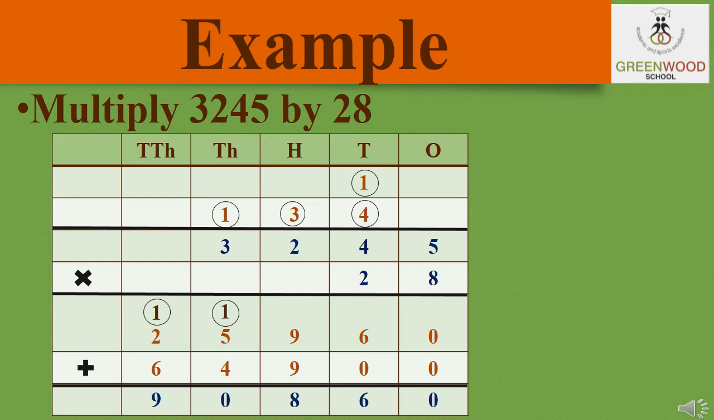8 2s are 16. 16 plus 3 is 19. So 9 will write down while the 1 will go on the head of thousands place. Now 8 3s are 24, and 24 plus 1 is 25. So here step 1 gets complete. Now step 2, we'll multiply the whole digit by tens. So for tens, we'll go in the next line.